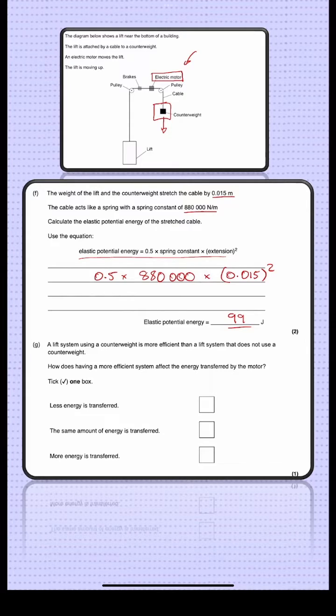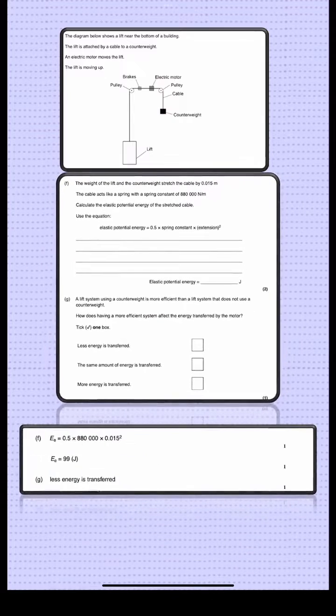So it's pulling the lift up. That means the motor has less work to do, so the motor has less energy to transfer. So less energy is transferred, making it more efficient. Remember, it's increasing efficiency. If it's more efficient, it needs to use less energy. So less energy needs to be transferred. So the answer is less energy transferred. Let's just double check our answers.